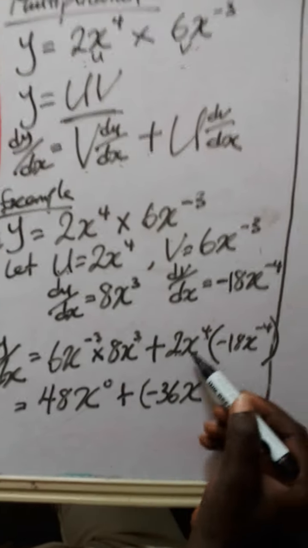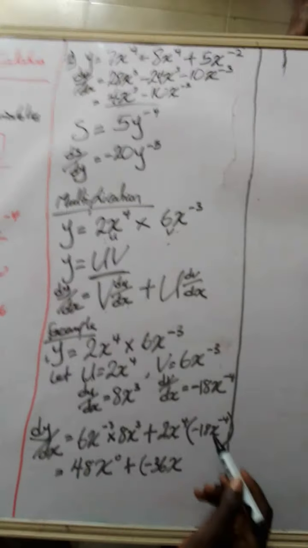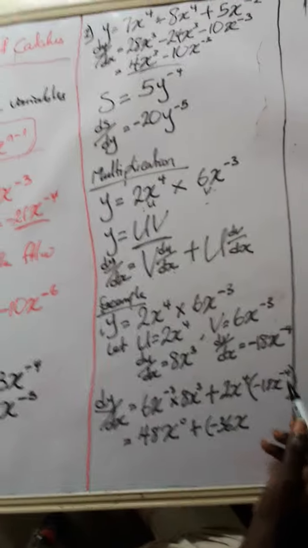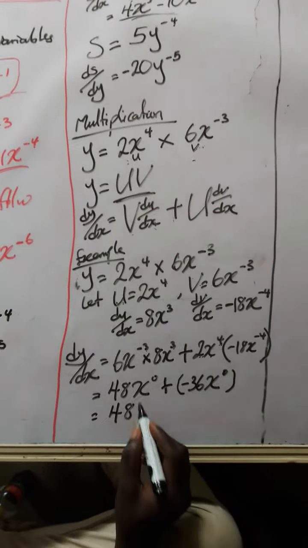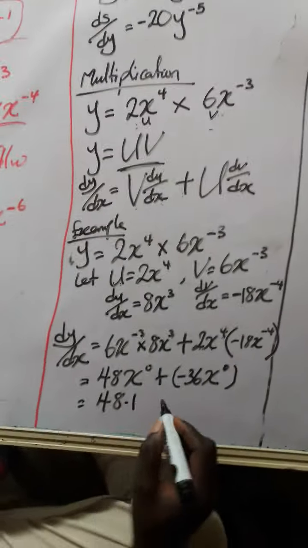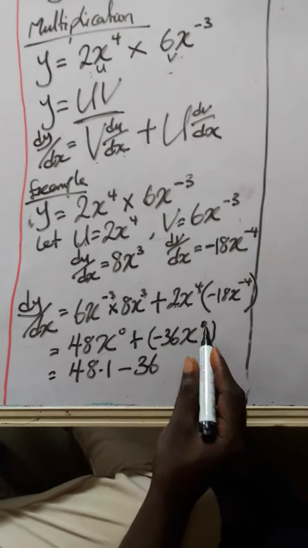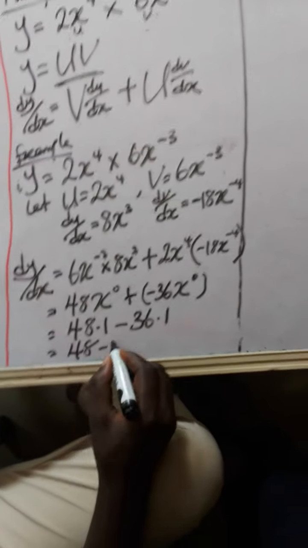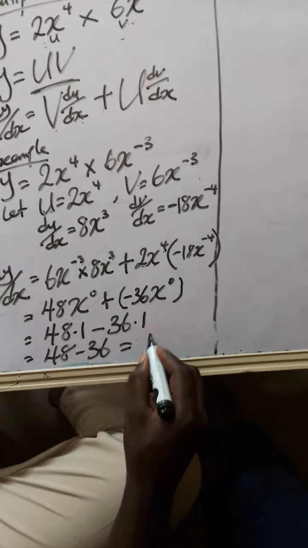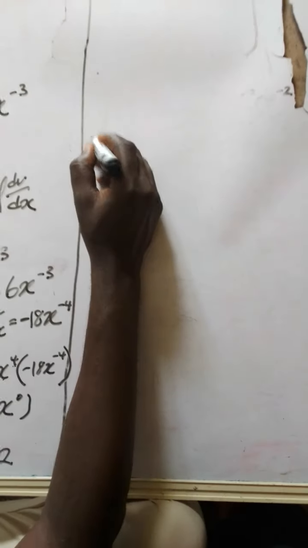This x raised to the power 4 multiplied by x raised to the power minus 4, that would be x raised to the power 4 minus 4. That will be x raised to the power 0. So we are going to have 48 times x raised to the power 0, which is 1, plus minus 36, x raised to the power 0 is 1. So we have 48 minus 36, and this will give us 12. So that is multiplication in differential calculus. So let us take one more example.